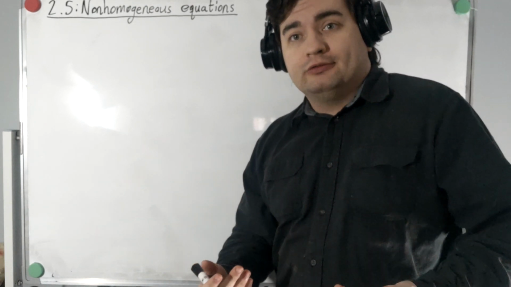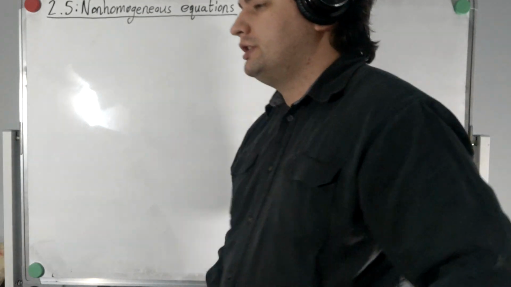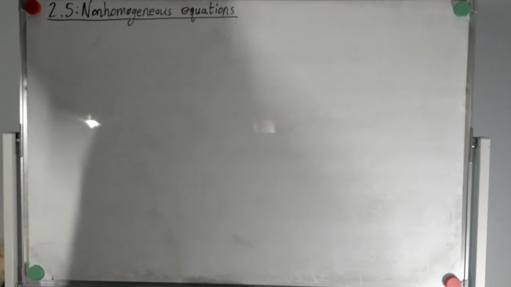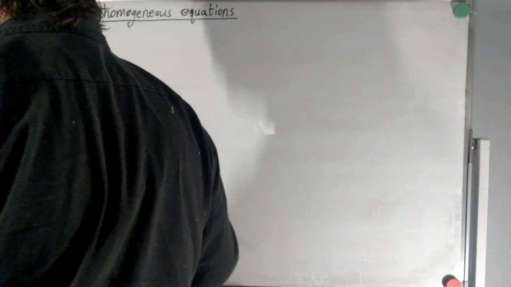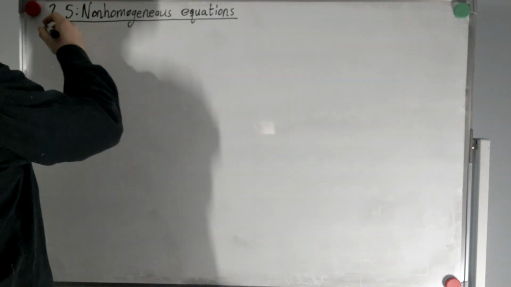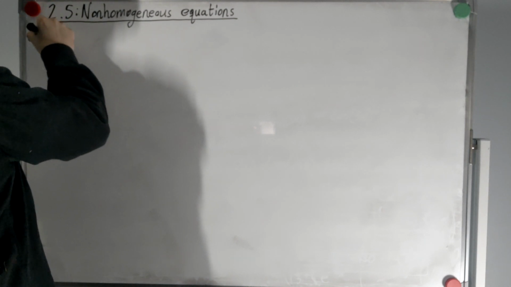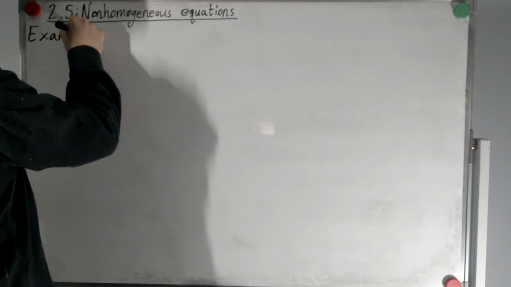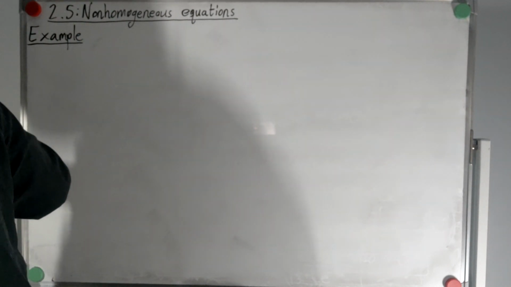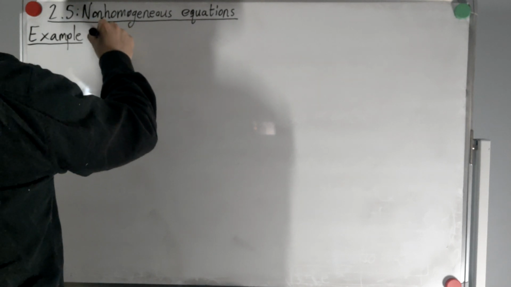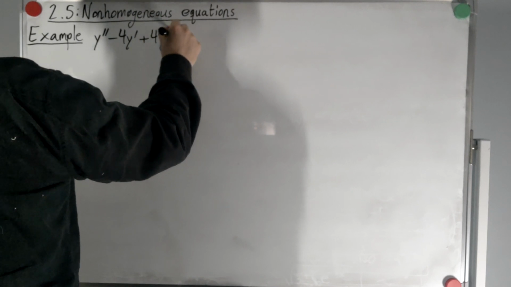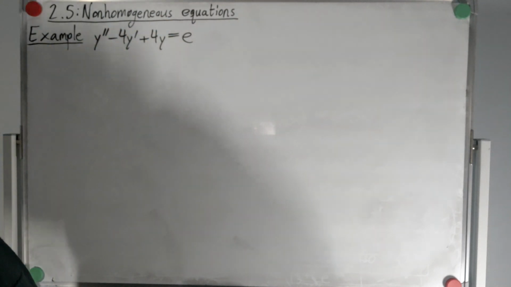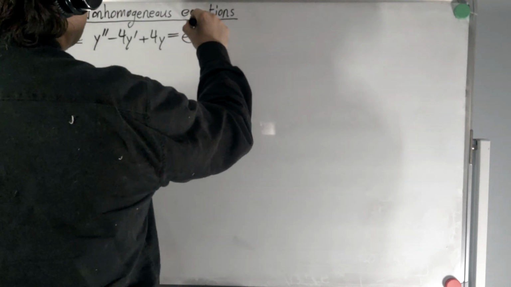It's called duplication. Duplication is a phenomenon in which the guess is part of the complementary solution. Now, at first, that might not sound so bad. So let's just look at an example of what happens if that occurs. So let's say we're trying to find the general solution of y'' - 4y' + 4y = e^(2x).